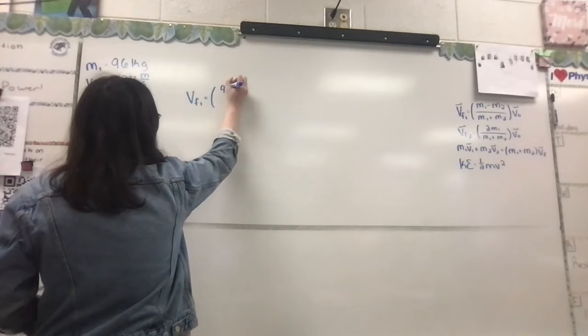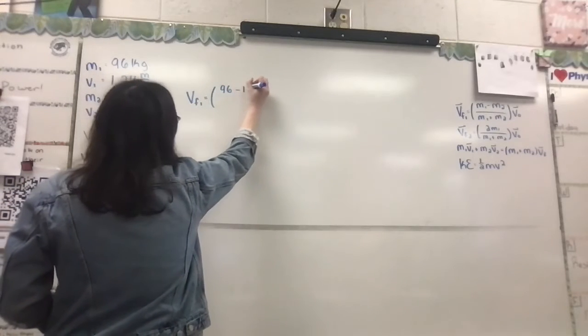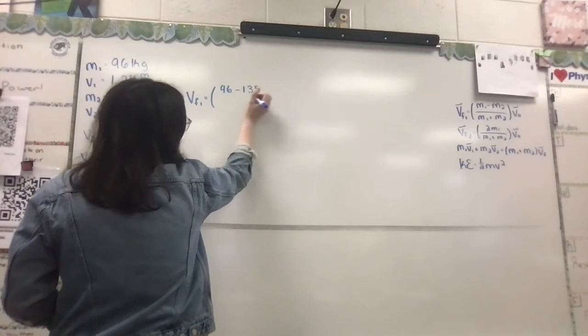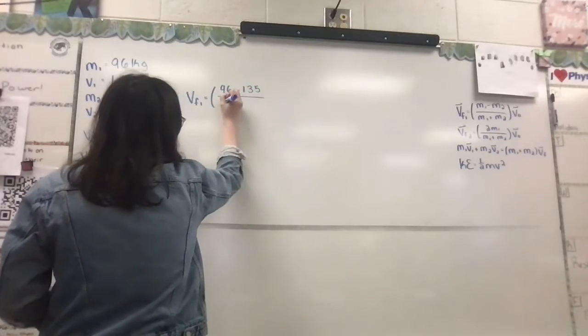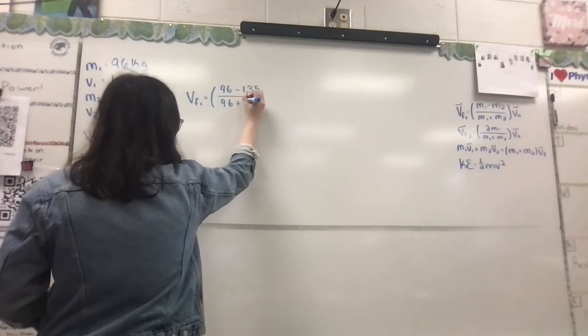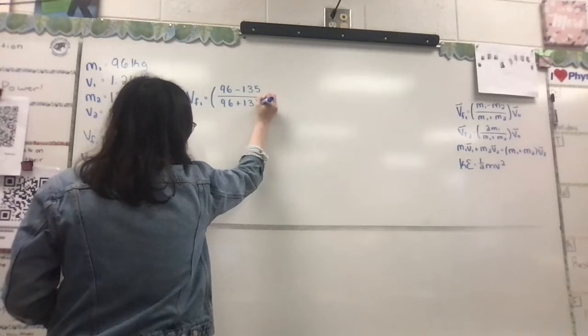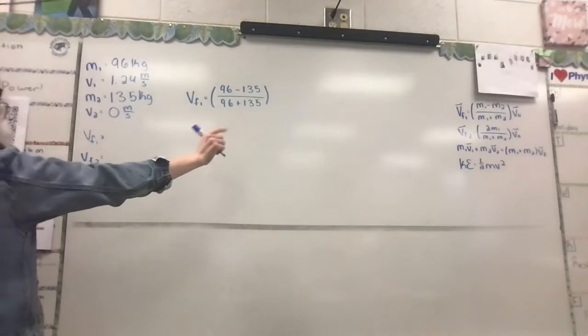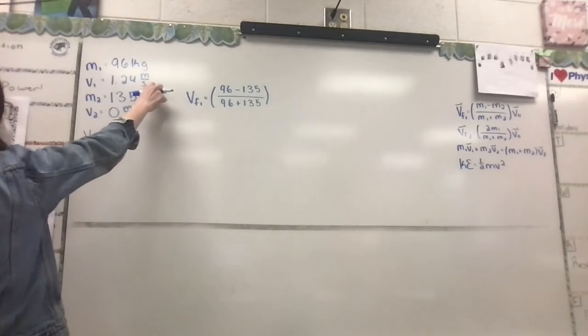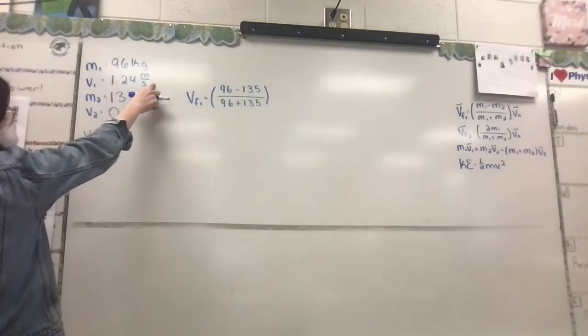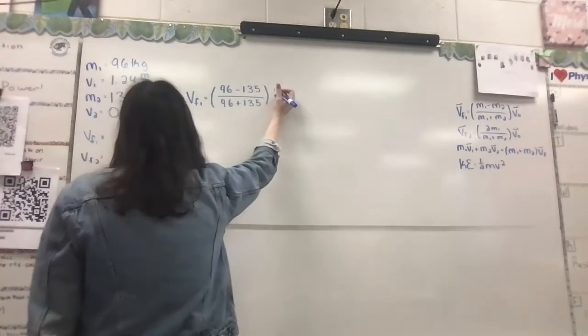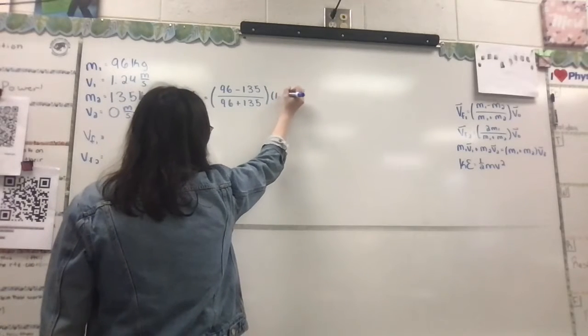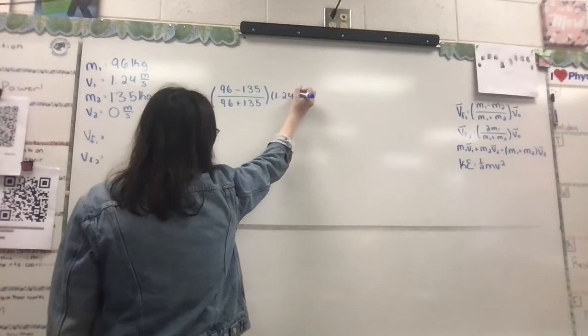So we're going to have 96 minus 135 over 96 plus 135. And whenever we have that V naught on the outside, that V naught is referring to the velocity that is not 0. So it's referring to this 1.24 meters per second. That's what we're going to use as our V naught here.